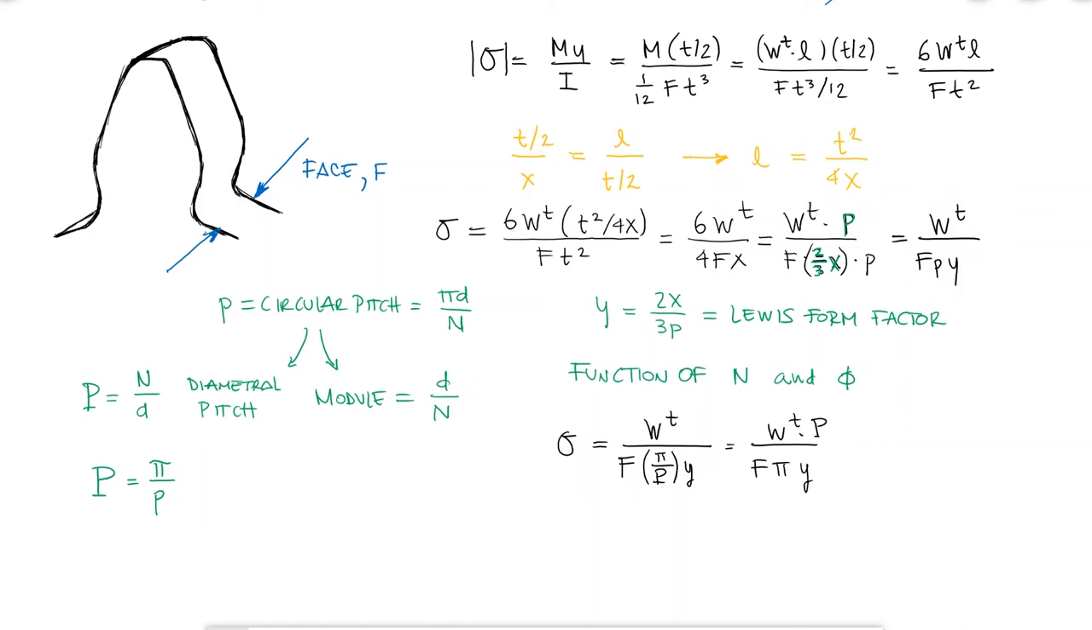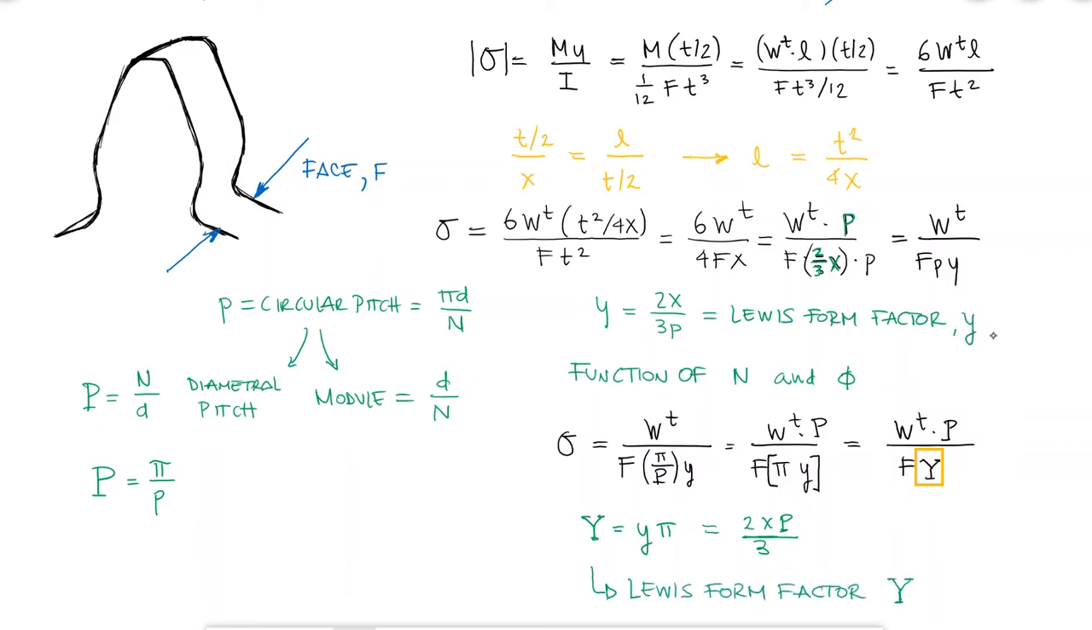If we now define capital Y as a modified Lewis form factor that is equal to lowercase y times pi, or 2x over 3 times the diametral pitch, we get that the stress is WT times diametral pitch over face times capital Y, which is the Lewis form factor that we can find in common tables.